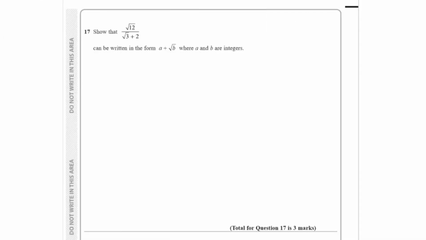Welcome back, Crammers, to question 17. Show that root 12 over root 3 plus 2 can be rewritten in the form a plus root b, where a and b are integers. That means do not find the root of 3, simply leave it as is.